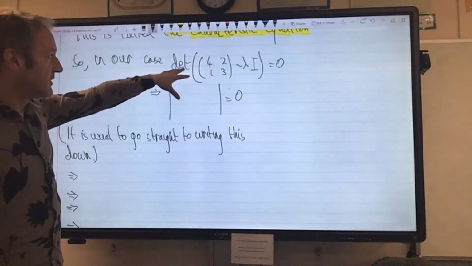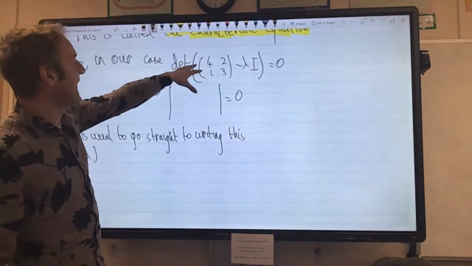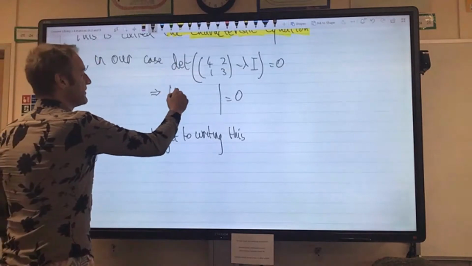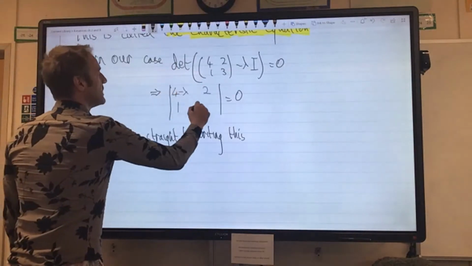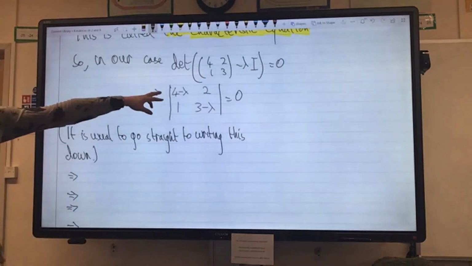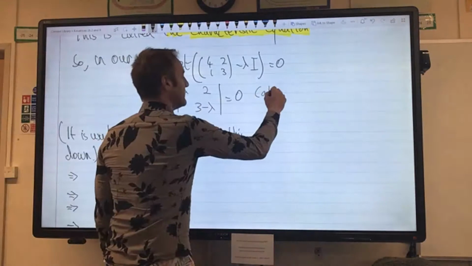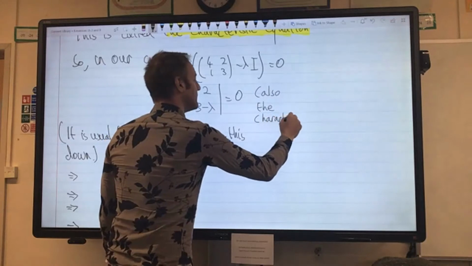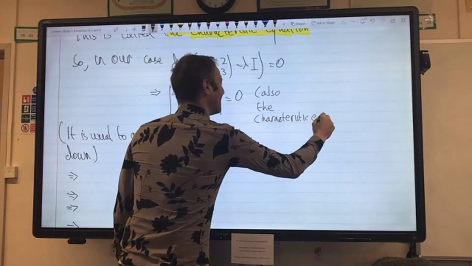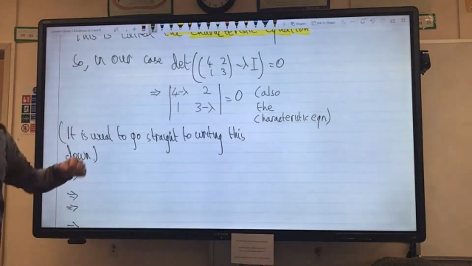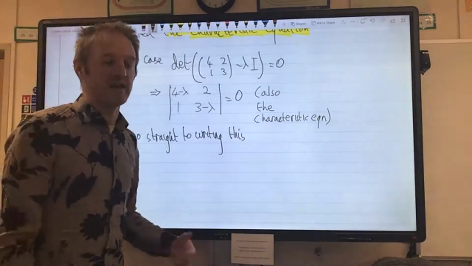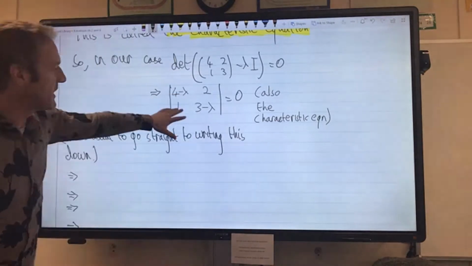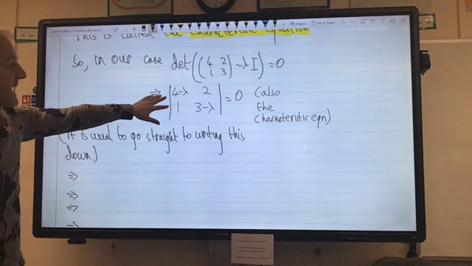So we're trying to solve now, to solve the original equation, our characteristic equation, we need to have the determinant of M minus lambda I equals zero. Well, M minus lambda I is 4 minus lambda, 2, 1, 3 minus lambda. So I'm now trying to solve this. This is also a way of writing the characteristic equation. And in fact, it's usual, if you're asked to find the eigenvalues and eigenvectors of a matrix, to go straight to writing this down as being the characteristic equation. Does everyone understand where this came from? Because I can expand it in more detail if needed.